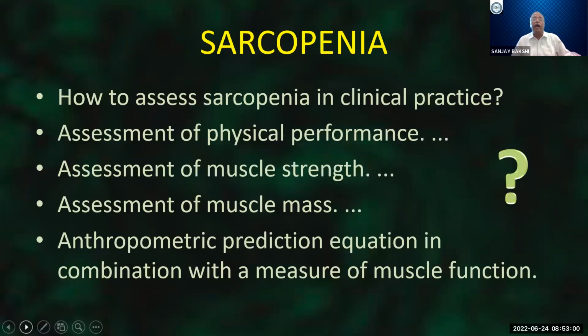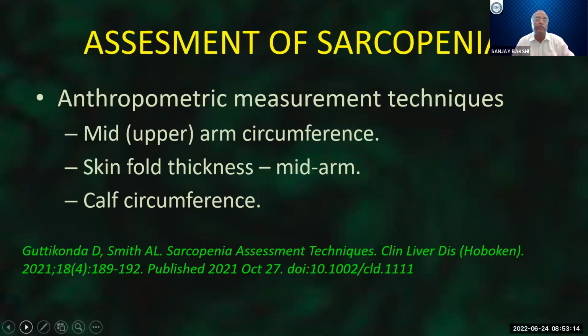Okay. So how do you assess sarcopenia? You use anthropometric prediction, assessment of muscle mass, assessment of muscle strength, and assessment of physical performance. I'll go ahead because we are running a bit short of time. Anthropometric measurements are mid-arm circumference, skin fold thickness. We've already done that. And in addition, you add a calf circumference. This is the anthropometric assessment of sarcopenia.